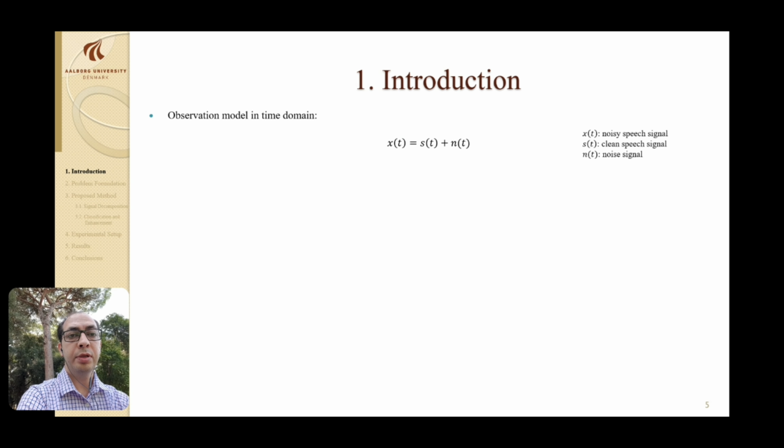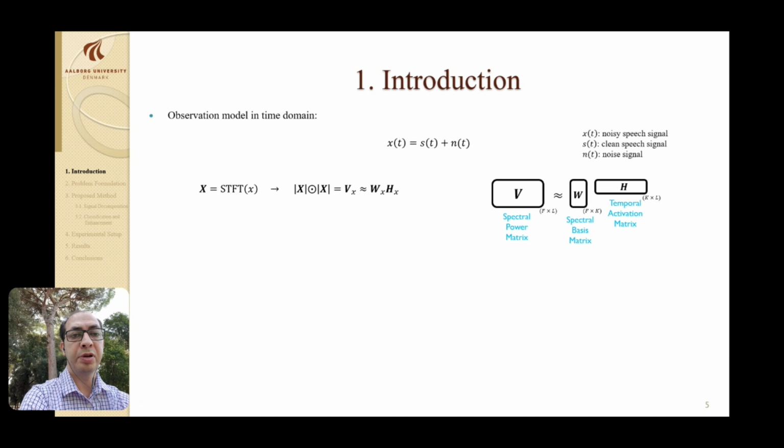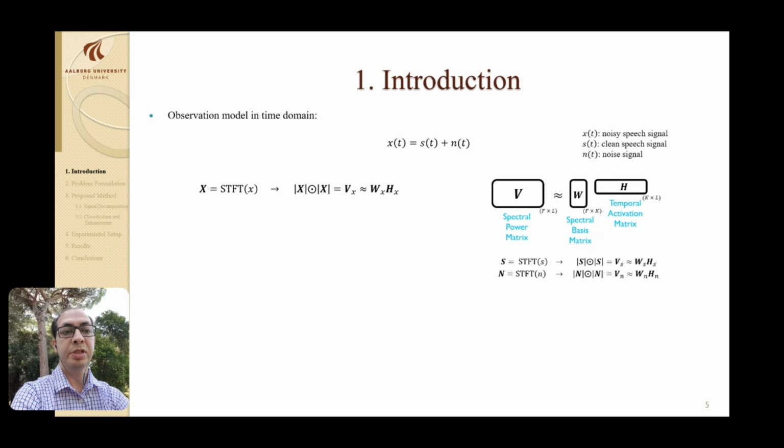In order to use non-negative matrix factorization for speech enhancement, the observation model in time domain is typically assumed to be the summation of speech and noise, and by a non-negative transformation we can have a spectral power matrix. Then this matrix can be decomposed into spectral basis matrix and temporal activation matrix. We can do the same for the speech signal and also the noise signal.